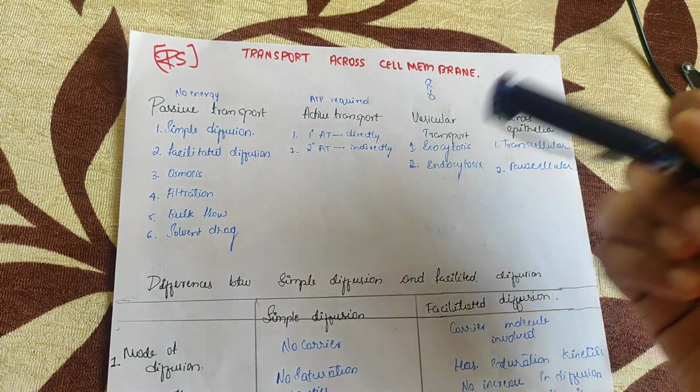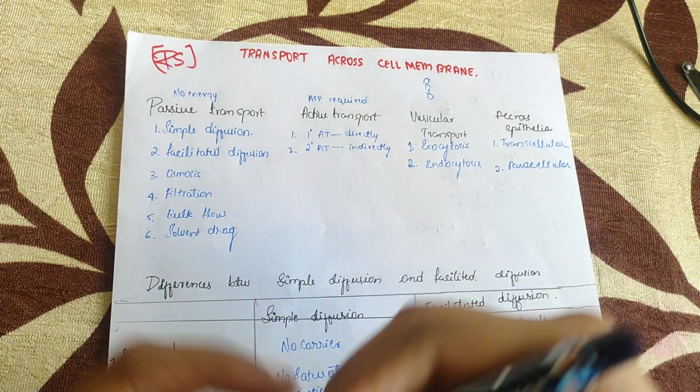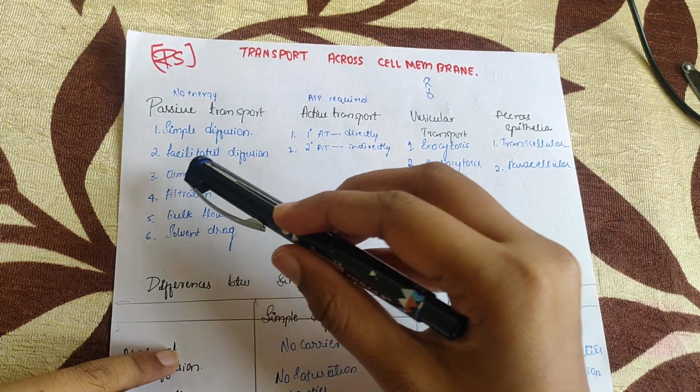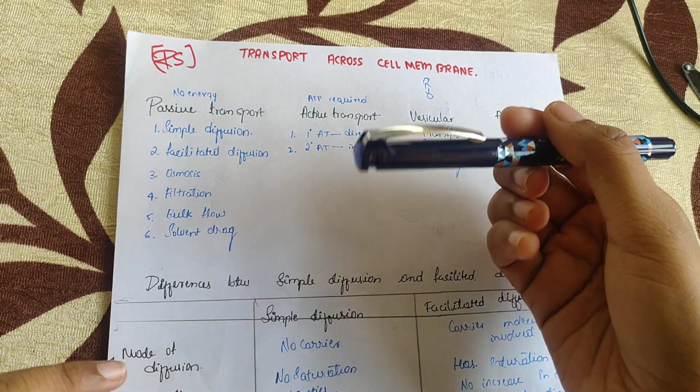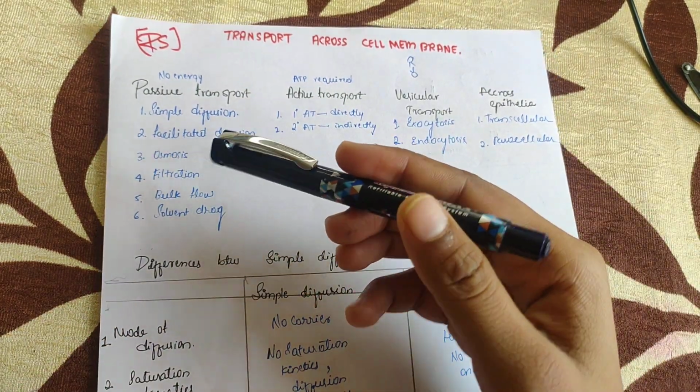Osmosis is also a type of passive transport, so it doesn't require any energy. Osmosis is mainly water movement. Water moves from the higher concentration to the lower concentration across a semi-permeable membrane. This is known as osmosis.